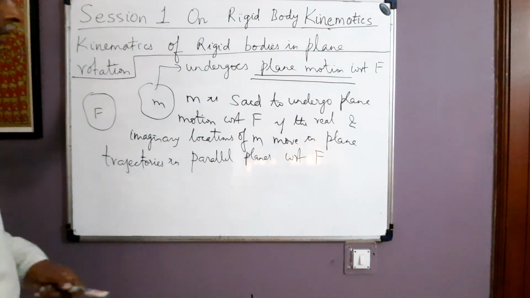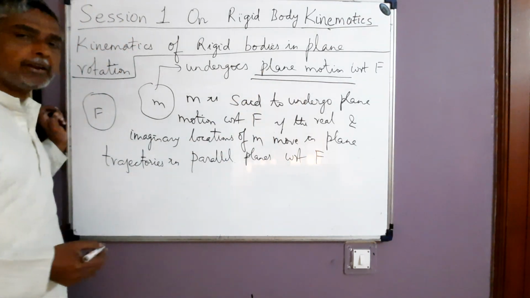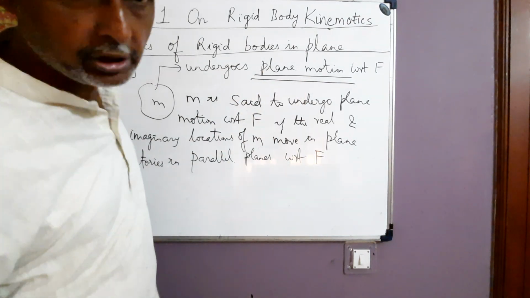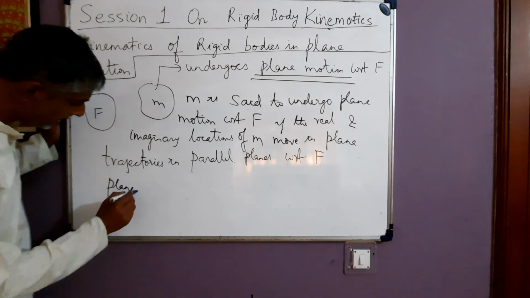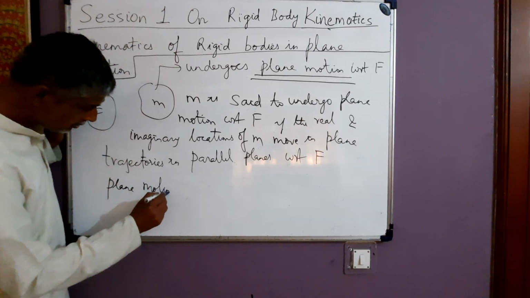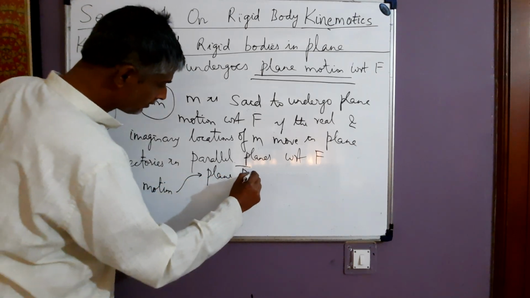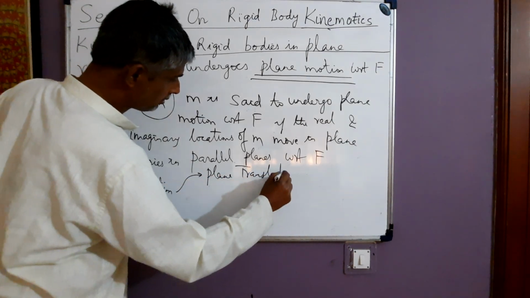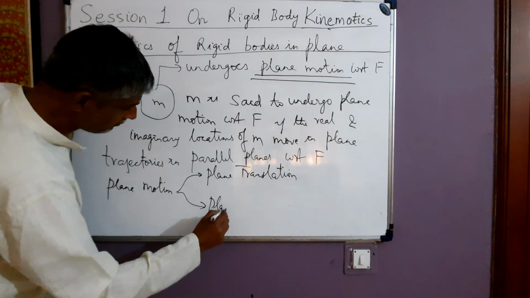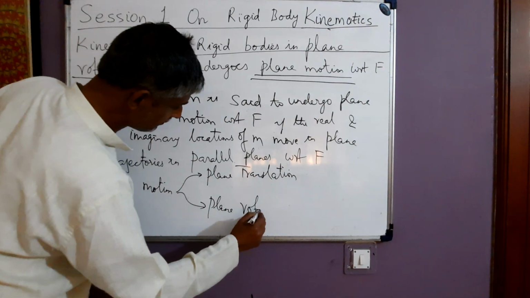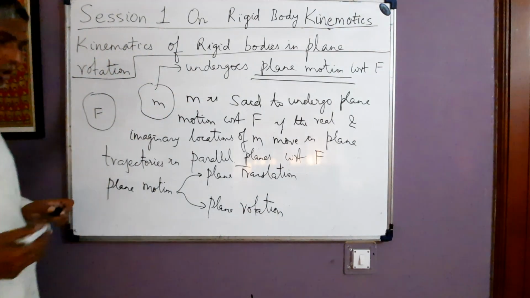Now plane motion can again be divided into two types. Plane motion can be categorized into two subtypes: one is plane translation, and the next is plane rotation.